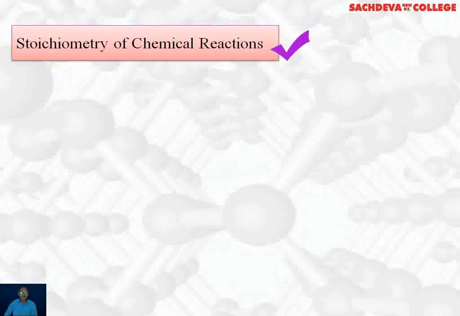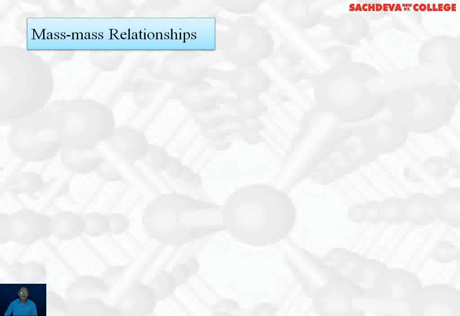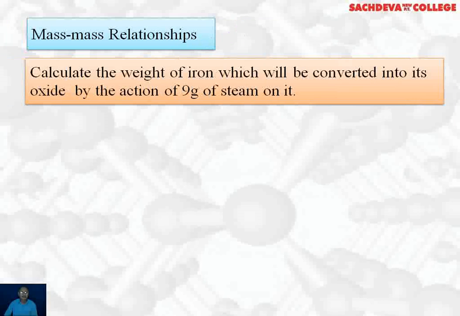Next, we are taking stoichiometry of chemical reactions. The quantitative information conveyed by a chemical equation helps in a number of calculations. The problems involving these calculations may be classified into the following types. First is mass-mass relationship. Calculate the weight of iron which will be converted into its oxide by the action of 9 gram of steam on it.